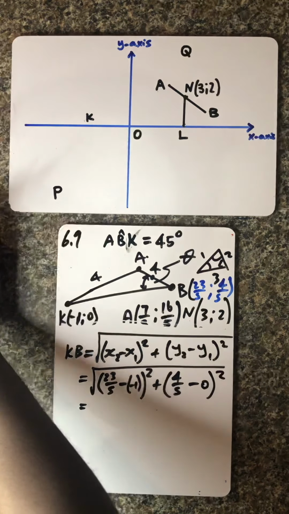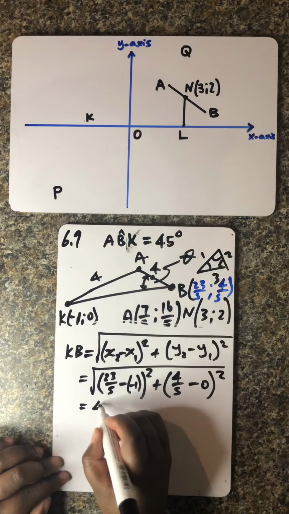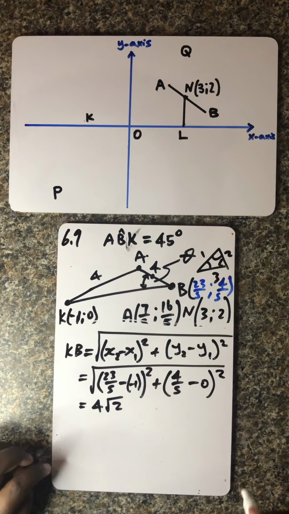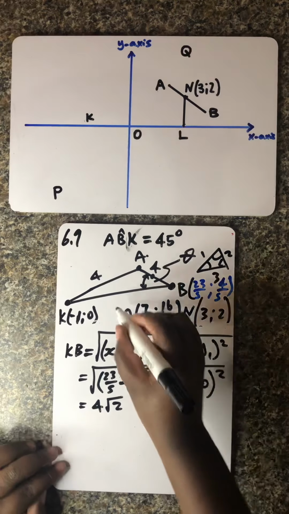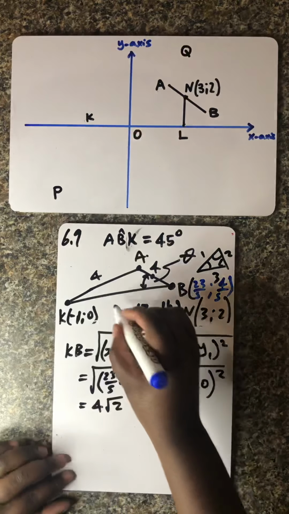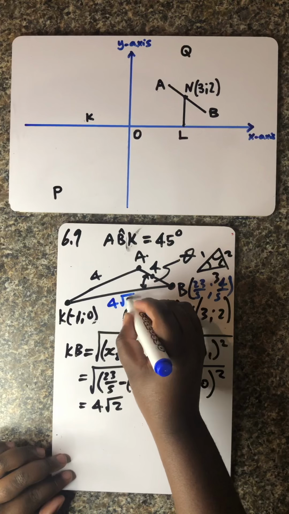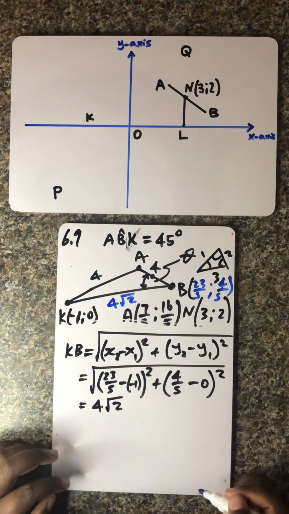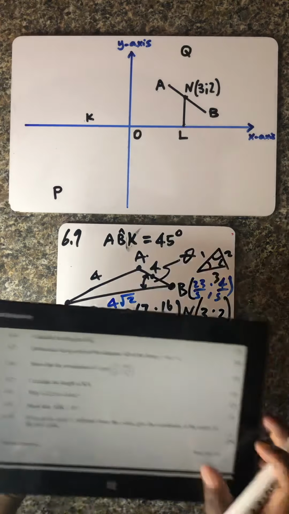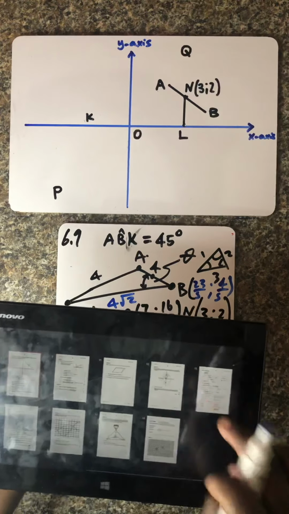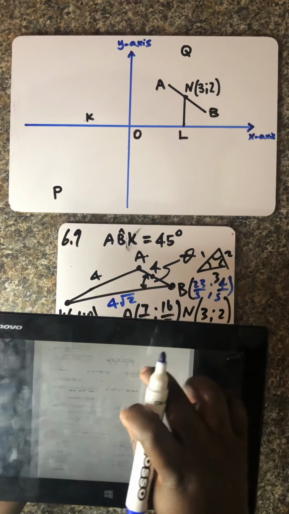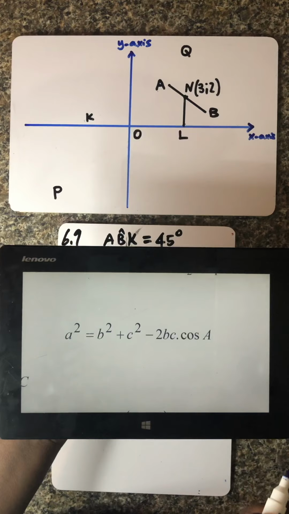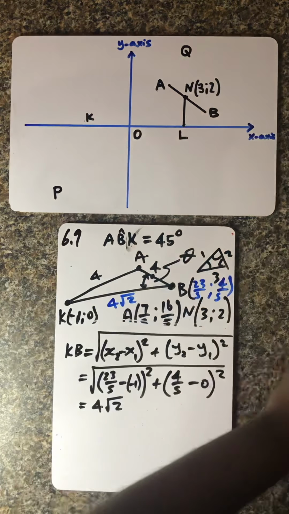So this is what I'm getting, ladies and gentlemen. I'm getting 4 square root of 2. Okay, so that means that length is actually 4 square root of 2. Okay, so ladies and gentlemen, this is the formula that I was talking about. I think it's given on the formula sheet. This is the formula that I'm talking about. I'm not sure if you are able to see, but this is the formula that we use.